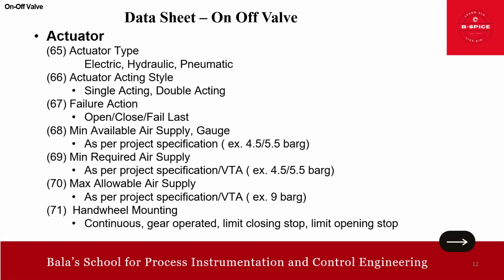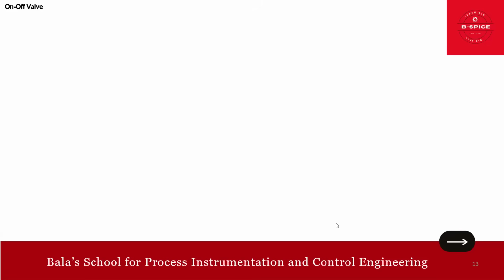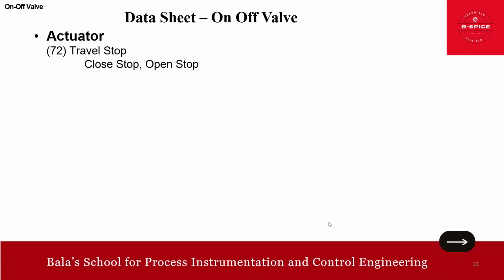Hand wheel mounting, whether you want it or not. So continuous, gear operated, limit closing stop, limit opening stop. What do you want this for? Hand wheel mounting actually: continuously operating, or gear operated, or limit closing stop, limit opening stop. Okay, this is about this actuator. Then a few more: travel stop, yes, close stop, open stop.